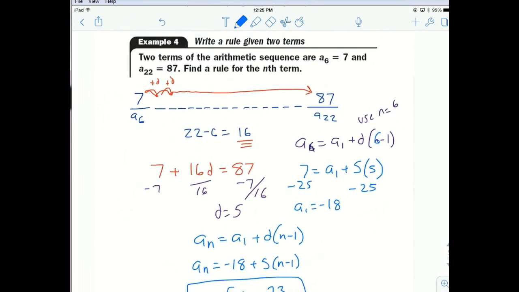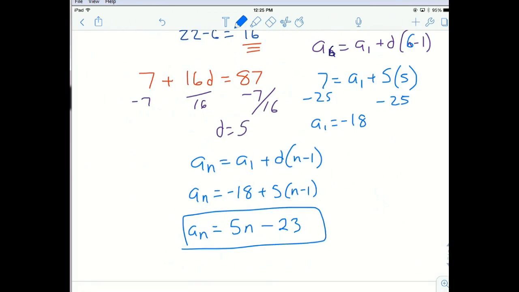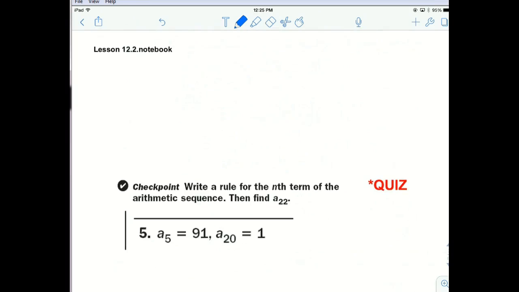So a lot more work when you're trying to find the nth rule. Remember the 2 things you need, a sub 1 and the common difference. So you've got to work to find those. When you're given it, like we were in the early examples, it's just a matter of plugging it in. But when you're not, you do have to do some work to try and find those values.